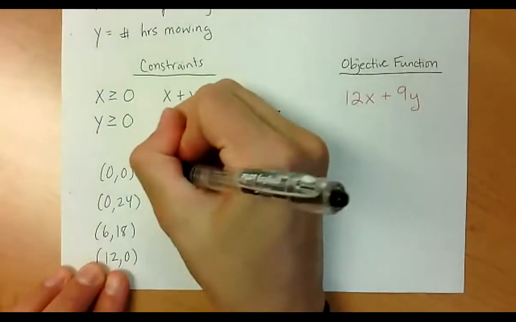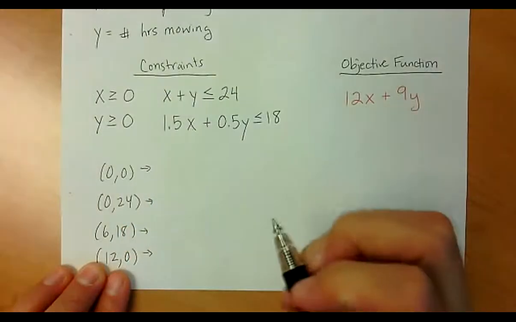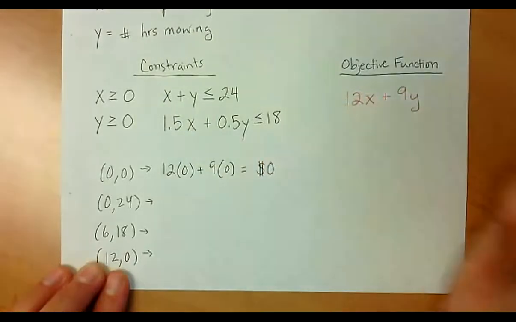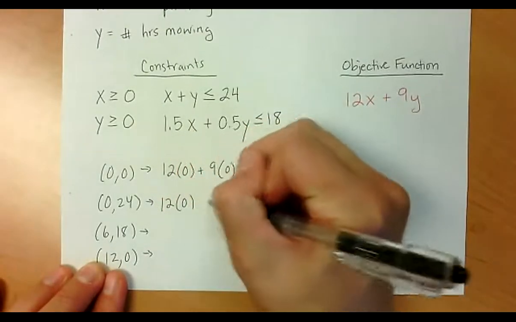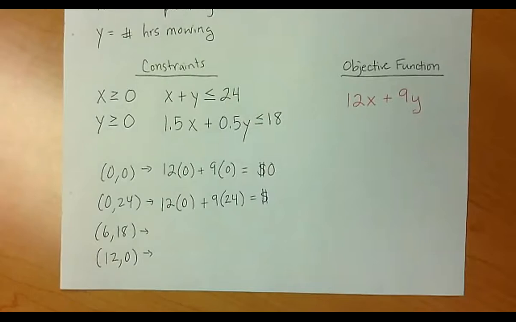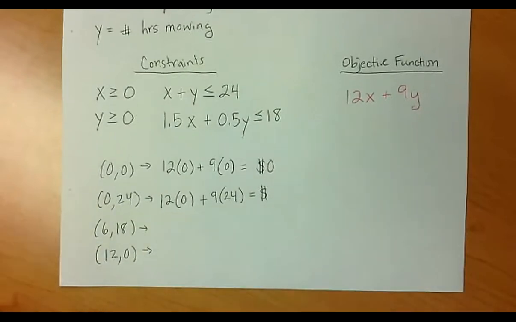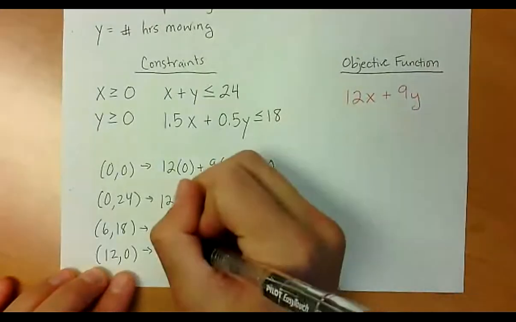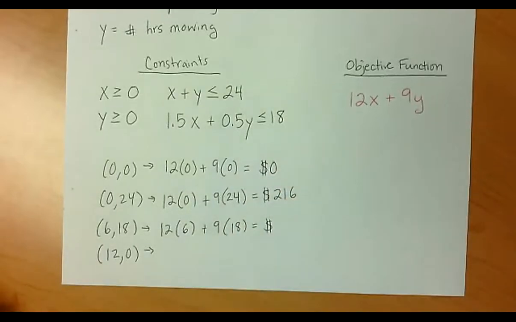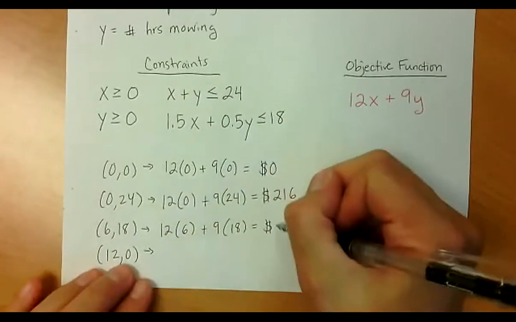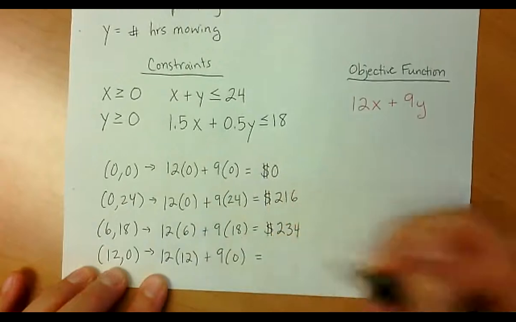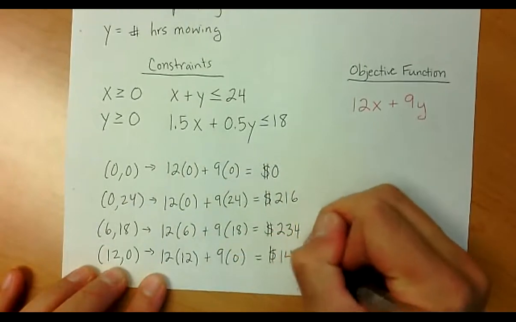So let's take those points and we're just going to evaluate them right into our objective function. So 12 times 0 plus 9 times 0. If we work no hours, we're getting $0. Okay, next one, all I'm doing here is substituting the values of x and y into my objective function. So that's $216. 12 times 6 plus 9 times 18 is $234. And lastly, 12 times 12 plus 9 times 0 is $144.